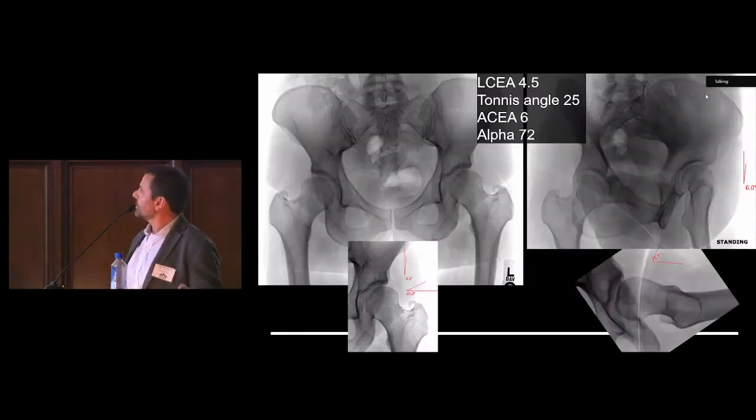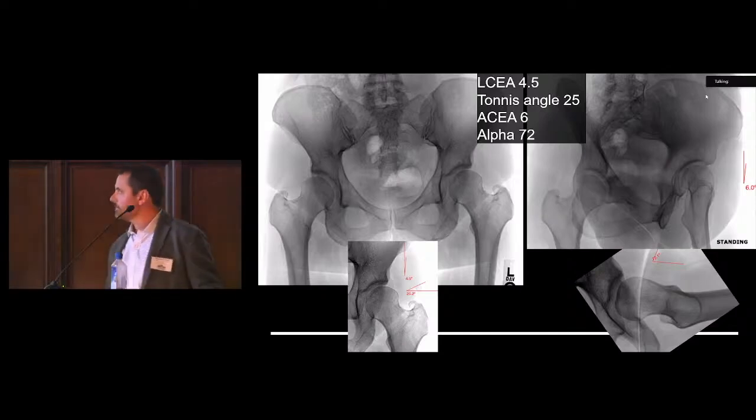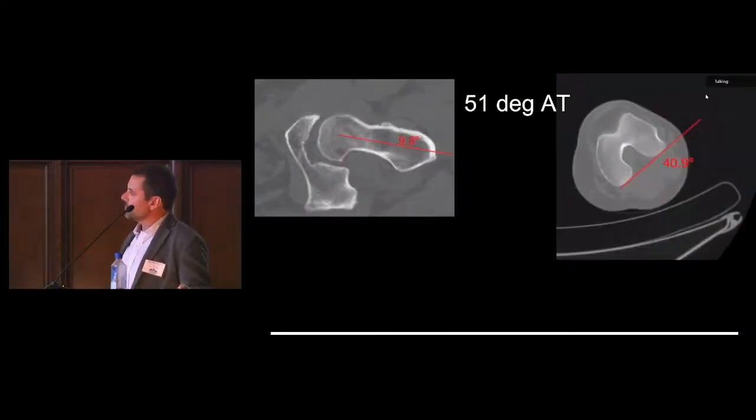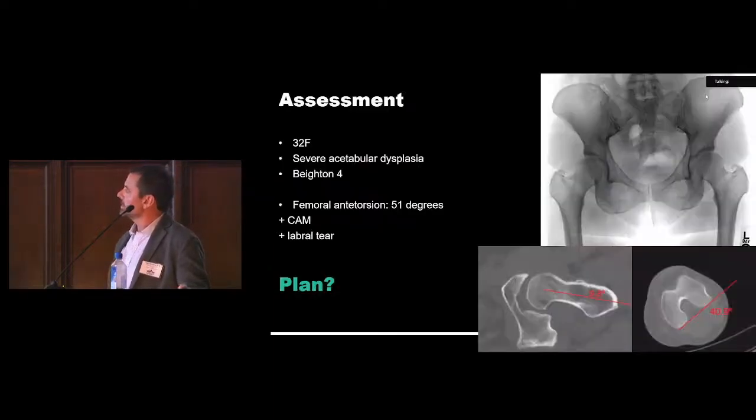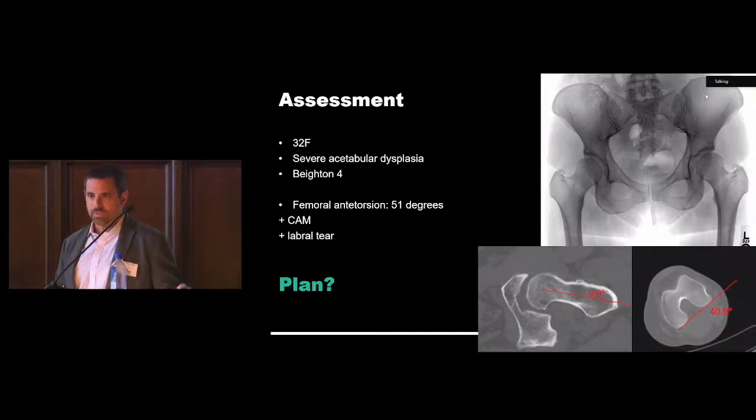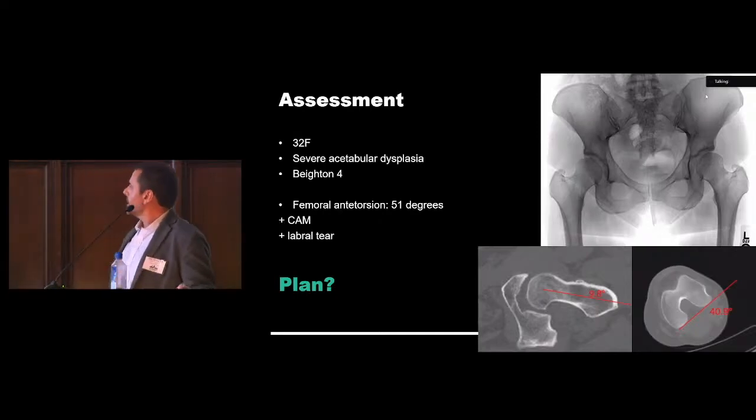These are plain film radiographs: center edge angle of 4, Tönnis angle 25, anterior center edge angle of 6. So she falls in the severe dysplasia category, and 51 degrees of anteversion. This is her MR, some cuts from her MR, I should say. How about her? PAO and femoral osteotomy, I'm guessing, is what most people are planning for.